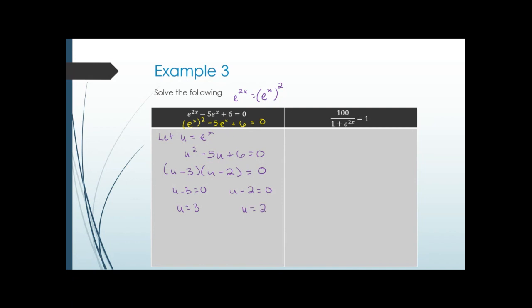But now we have to go back because our original equation is in x. So now everywhere we see u, we have to replace it with e to the x. So e to the x is equal to 3, e to the x is equal to 2. And now I'm going to take the natural log of both sides because I have e's, and I'm going to take the natural log to get rid of those e's.